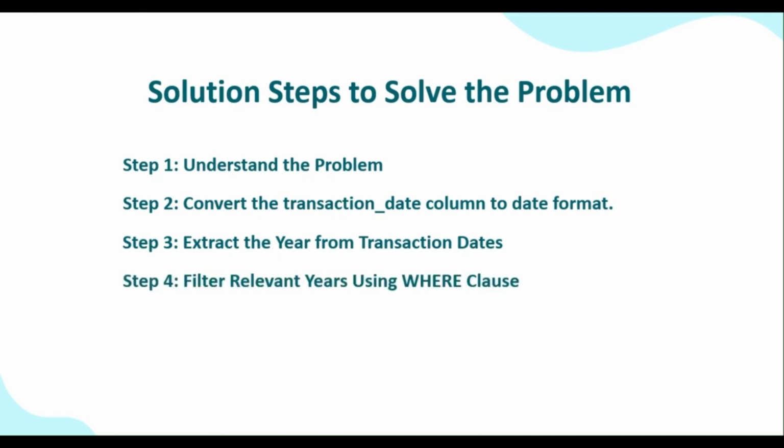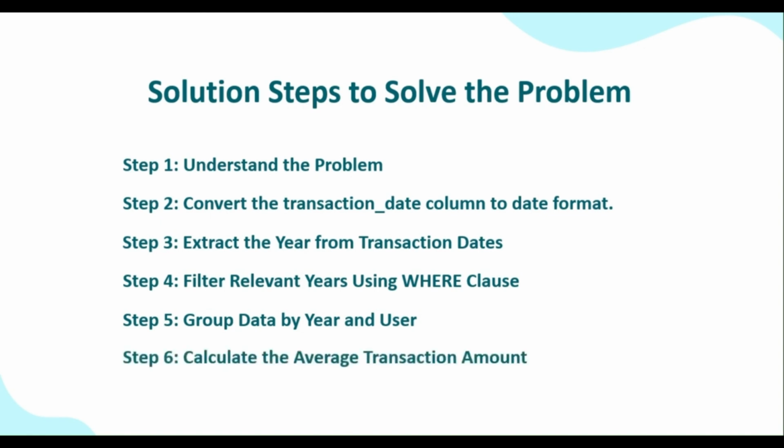And in the fourth step, we have to filter those relevant years using the where clause. And the fifth step is, as we already discussed in step one, we need to group the data by year and user, since we want to ensure that the average is computed separately for each user for each year. Now coming to the last step, we just need to calculate the average transaction amount by using the average function on the transaction amount column for each user and year group. So that's how we are going to proceed with the solution.